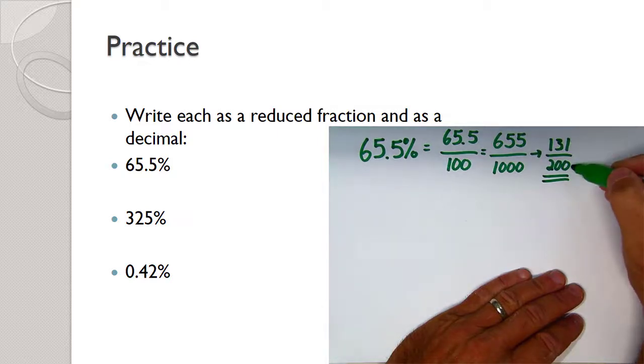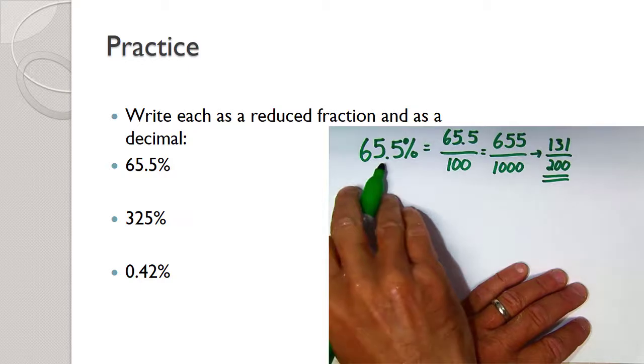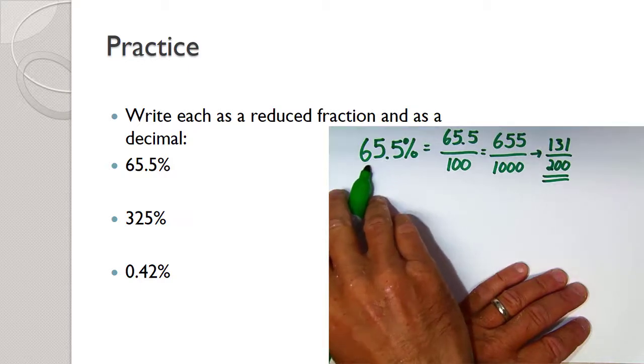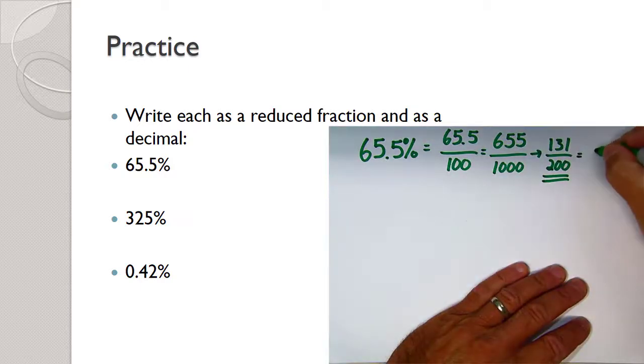And if you divided that on the calculator, you'll get the same thing as if we move our original decimal and our percent 2 places to the left. That becomes 0.655. Those are the two values you should get.